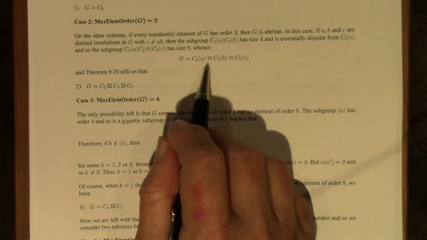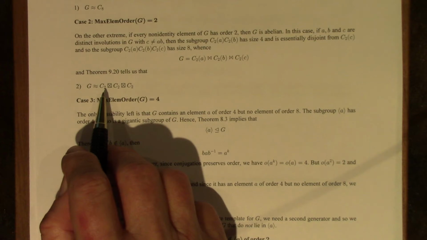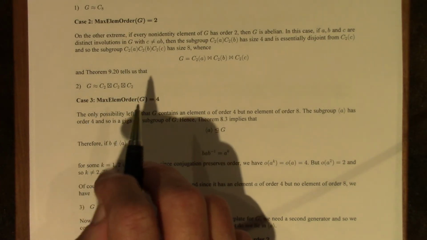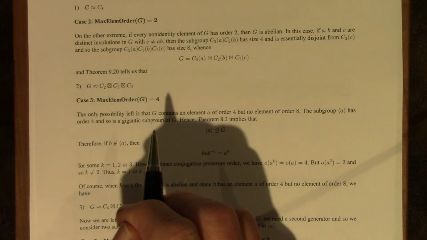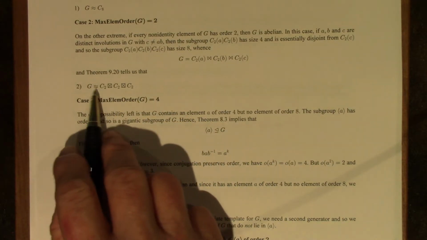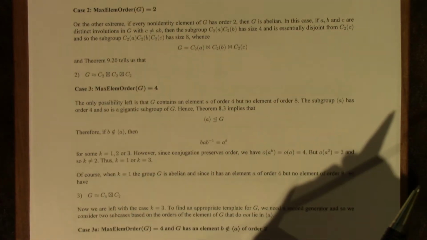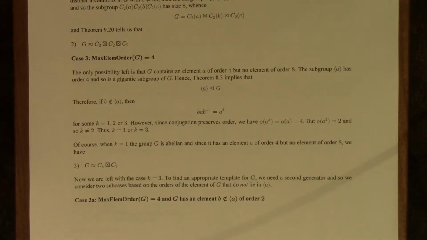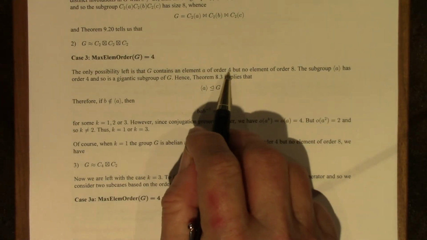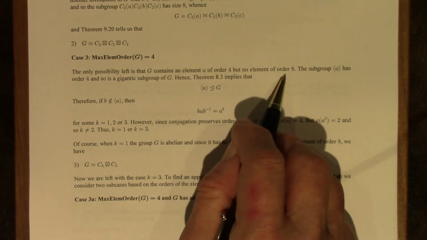And so this is an internal direct sum, but it's often nice to characterize these groups with external direct sums. So G must be isomorphic to this external direct sum, or direct product. The only possibility left, which is the hard one, is that the maximum element order of G is 4. Okay. So G contains an element of order 4, but no element of order 8.